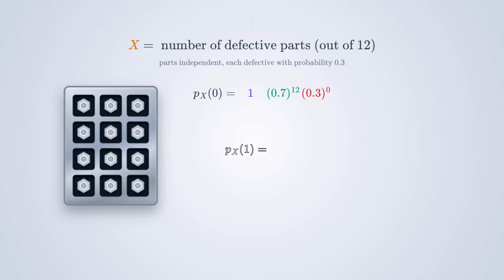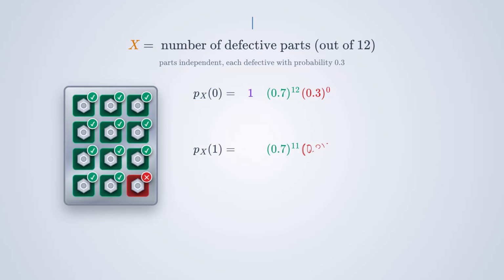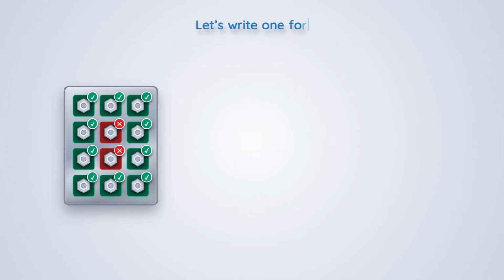Now, 1 defective, 11 good. 1 bad, but it can sit in any of the 12 slots, so there are 12 such selections, all equally likely. 2 defective. Now choose which 2 slots go bad, 66 pairs. 1, 12, 66. These count the ways of selecting which slots go bad, and selecting is exactly what a combination does. 12 choose 0, 12 choose 1, 12 choose 2. So one formula covers every case.